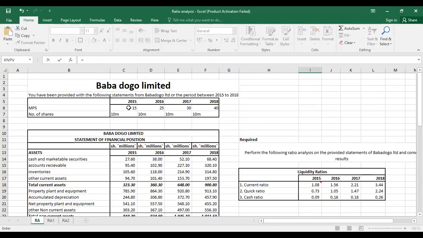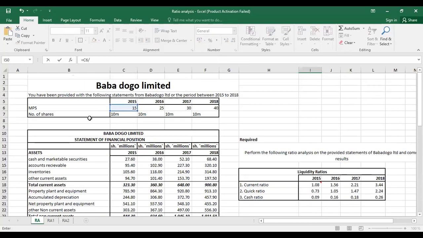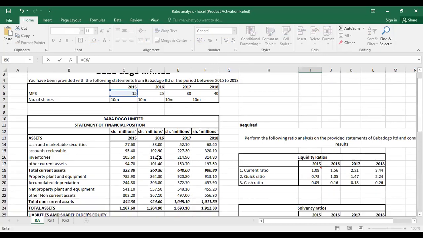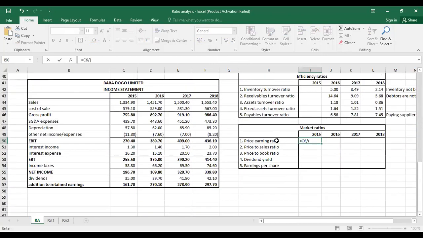So you just take the 15, divide by, remember this value, number of shares you've been given in millions, 10M, and this one has been presented in millions. Divide by, you open your bracket. Now, to find your earnings per share, it will be the net income divided by the number of shares, which you are told is 10.